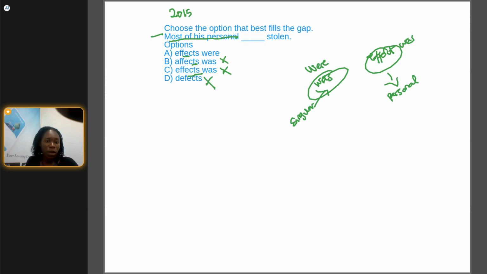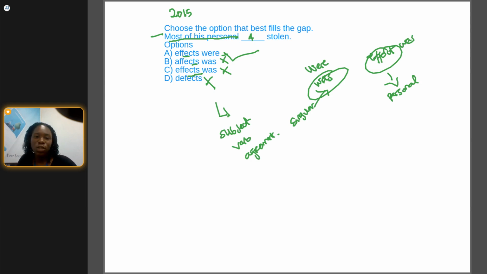This is obviously not part of our options because it's obvious that what we are looking for is under effect. So we are looking at effects were and effects was. So effects, plural, were here is agreeing with effects. So we talk about the subject verb agreement. All right, so that means that this is our option, option A. Most of his personal effects were stolen. So we have option A as our answer. So this is from the 2015 UTME past question.